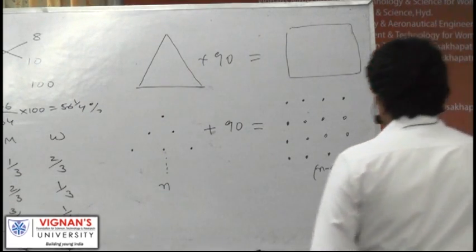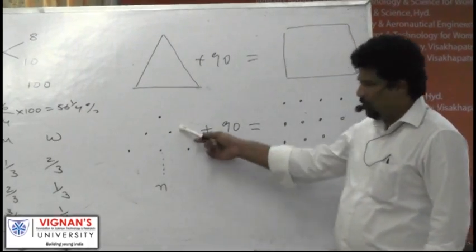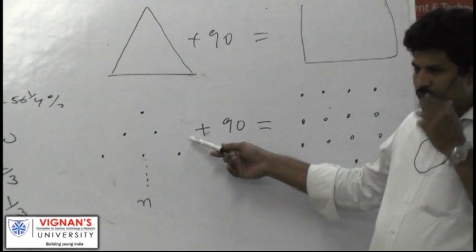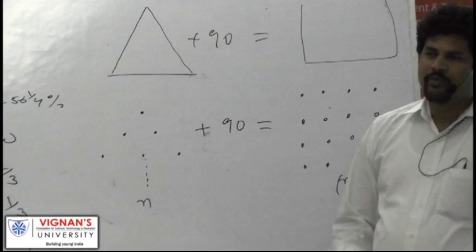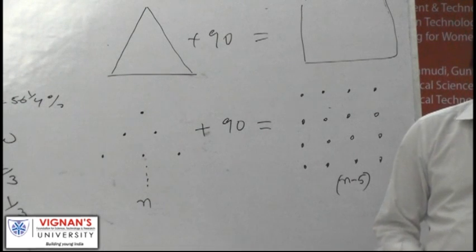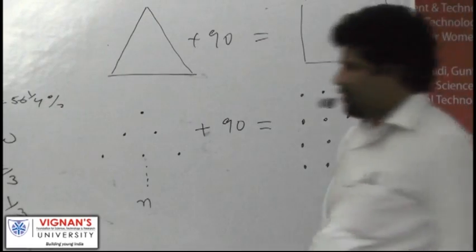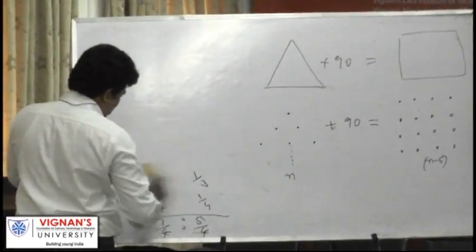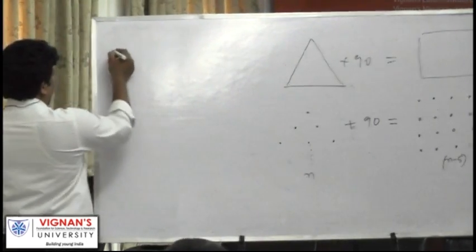Here, first row, how many students are there? 1. Second row, third row, fourth row, so on. How many rows? So if you add 1 plus 2 plus 3 plus so on up to n, we get number of students in the school. What is sum of first n natural numbers? N into n plus 1 by 2. Okay, I am taking it as n into n plus 1 by 2.